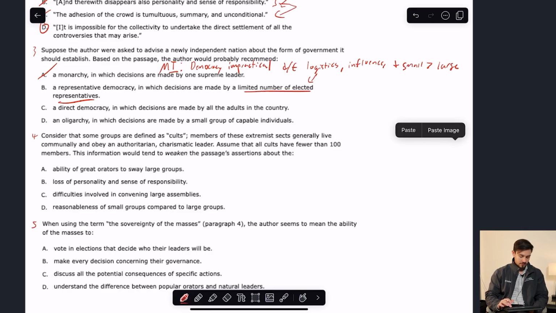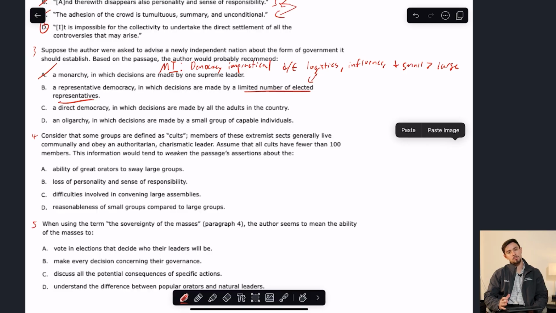Number 4 says, consider that some groups are defined as cults. Members of these extremist sects generally live communally and obey an authoritarian, charismatic leader. Assume that all cults have fewer than 100 members. This information would tend to weaken the passage's assertion about what? So if we look at the main idea, they're setting up cults, drawing this contrast between cults and how the author viewed democracy. And then they're asking which of these punches a hole in the author's argument or in our main idea.